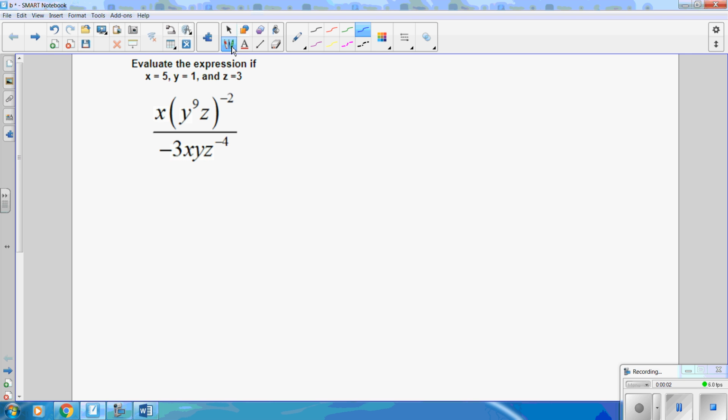So let's distribute the negative 2 exponent that's on the top. So we have x. Now x is not in the parentheses, so we're not going to take this x to the negative 2 power. We just write x. Y to the 9th to the negative 2, that's y to the negative 18. And then z to the negative 2. Then I'm going to rewrite everything on bottom.